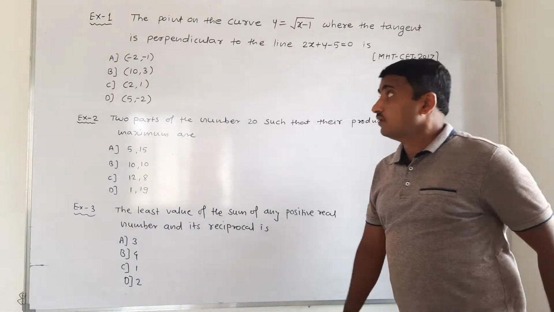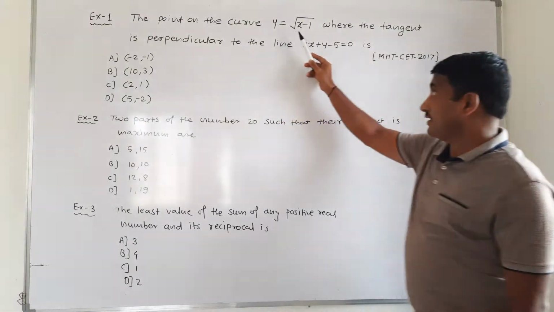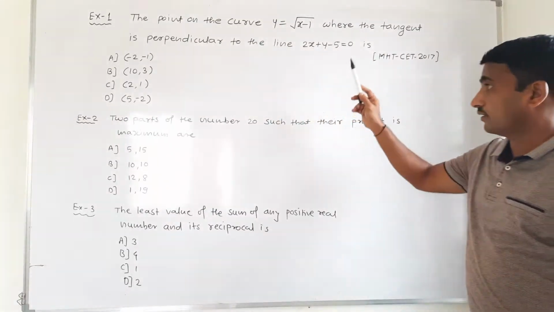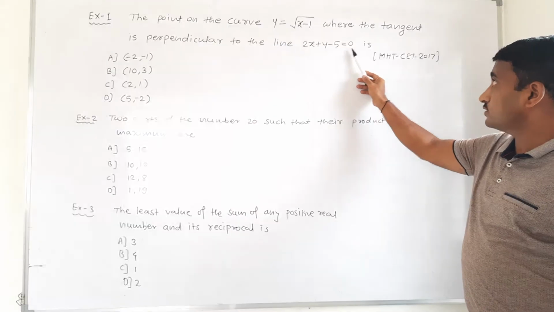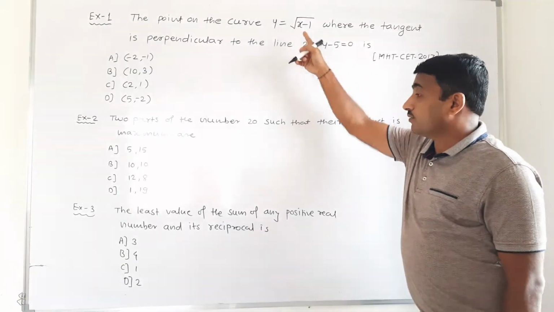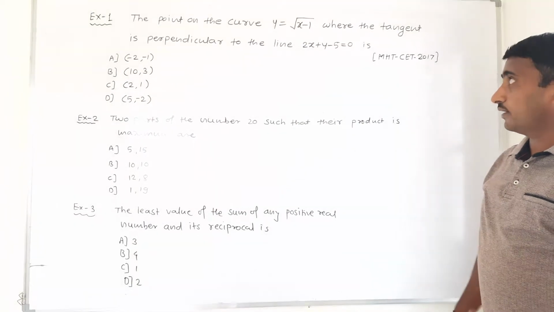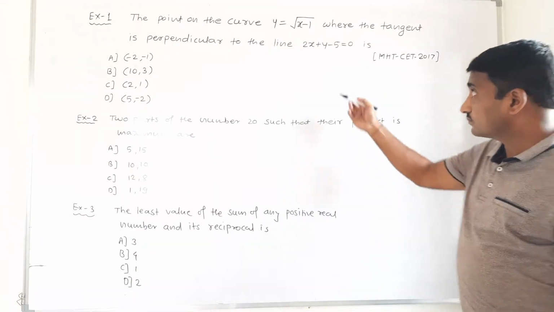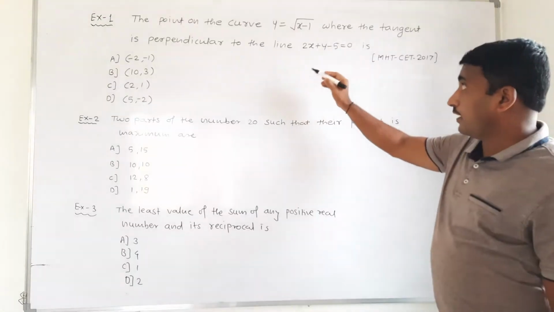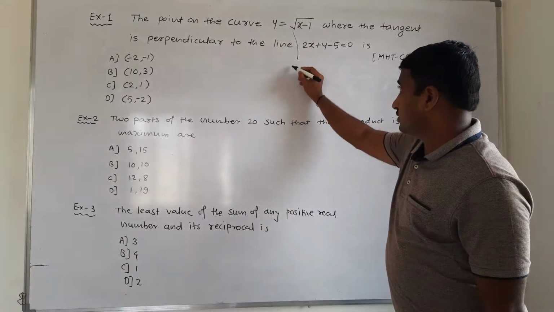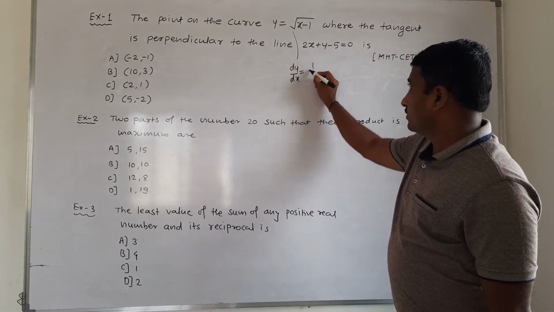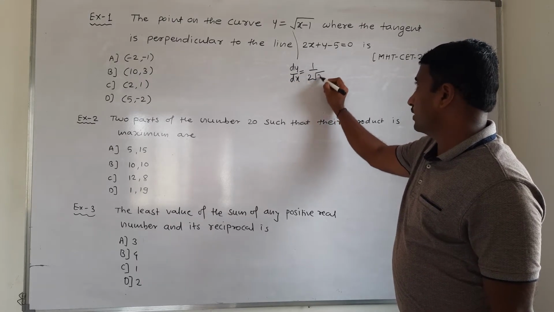Next example, the point on the curve y is equal to root x minus 1 where the tangent is perpendicular to the line 2x plus y minus 5 is equal to 0 is. We need a point of this curve. Now tangent is perpendicular. Now its derivative is this. Derivative is dy by dx is equal to 1 by 2 times square root x minus 1.